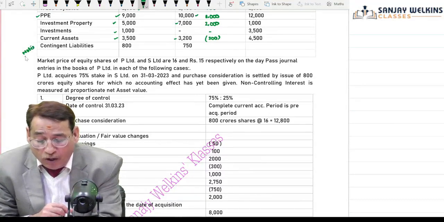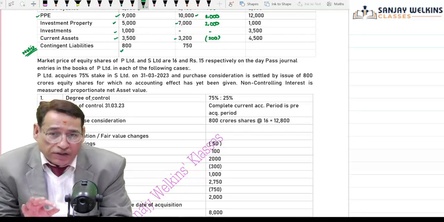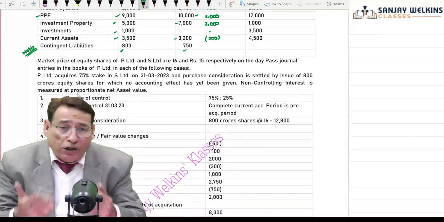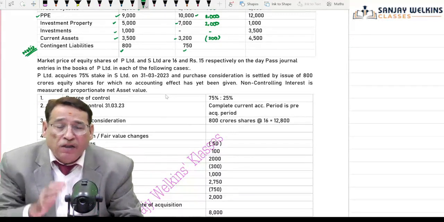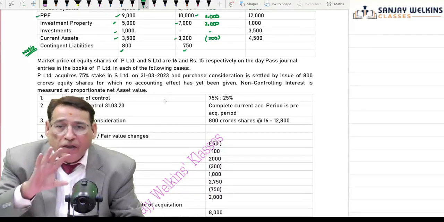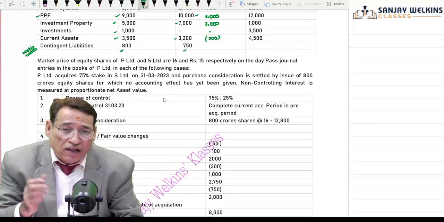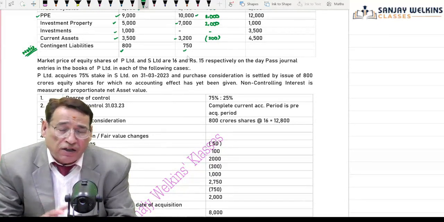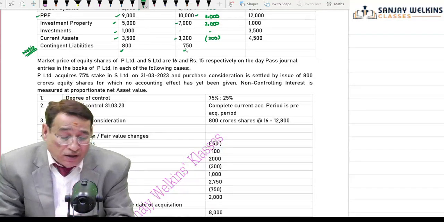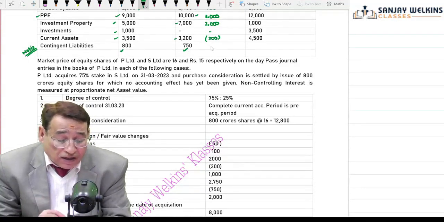That means the acquiree company has a contingent liability whose book value is 800, but its fair value is 750. And I've already told you, because you are the acquirer company, you will have to take over the contingent liability. You are taking over a liability which is not appearing in the balance sheet, so it is a loss to you. I told you in the last session that all contingent liabilities will be taken over and recognized as liability at fair value. That means you will take over this liability at 750.